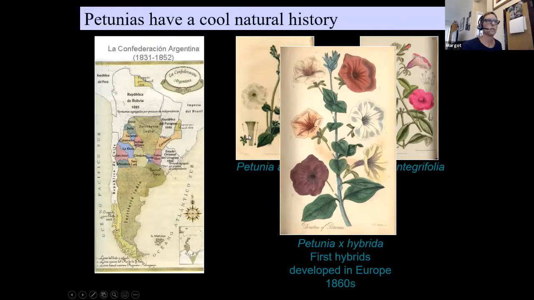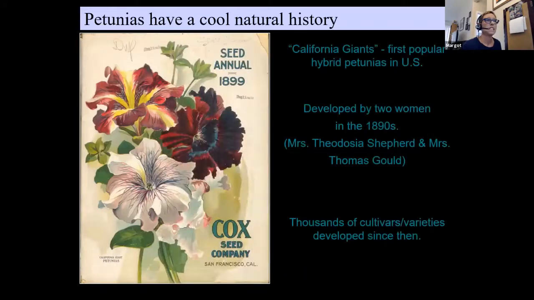and then eventually they kind of spread around the world as an ornamental flower. So in the United States, one of the first hybrids that became popular here was late 1800s, and it was these California giants. I should mention too that you can get these California giants still, and you can get those two parental species from heirloom seed companies.